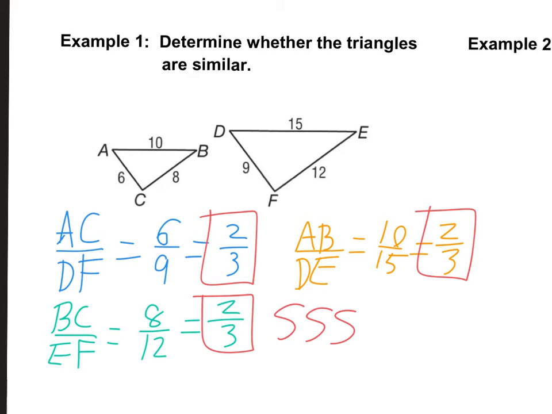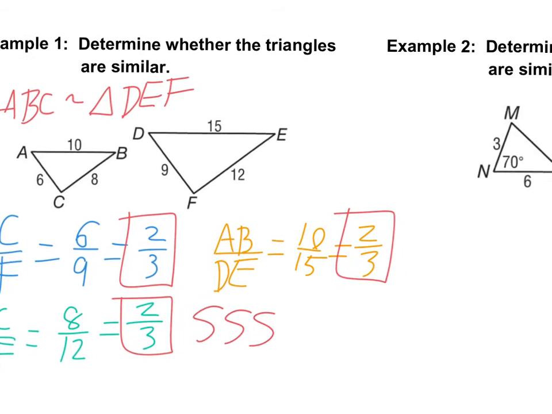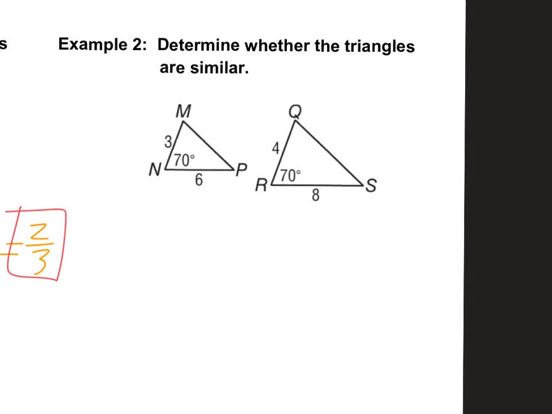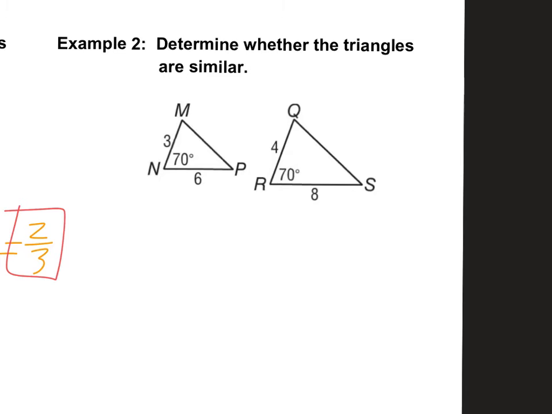The similarity statement in this case would be that triangle ABC is similar to triangle DEF. Example 2. Determine whether the triangles are similar. So we've got a side, included angle, side, included angle. So if this is going to be similar, it's going to be similar based on our side-angle-side similarity.